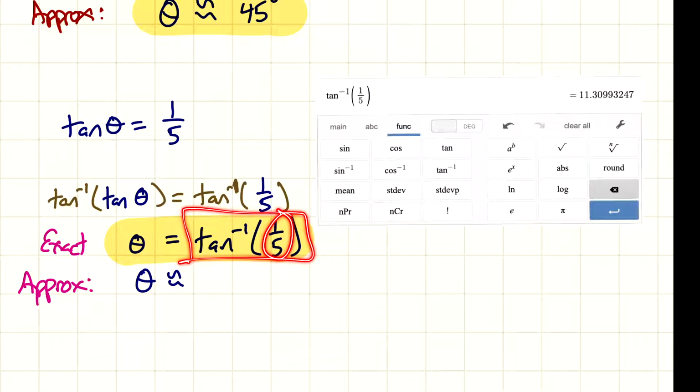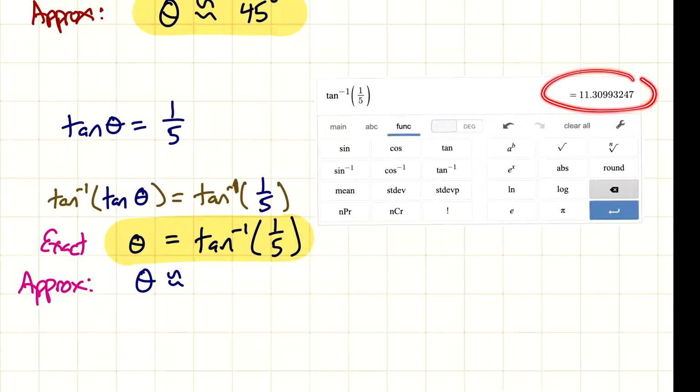You'll notice I'm just copying the exact answer. You don't have to put theta in here. That's not necessary. We're just working on the right side of the equation. And then that gives us here, you'll notice we actually have a decimal. All right, so this angle is not a nice number. So we're going to have to round this one.